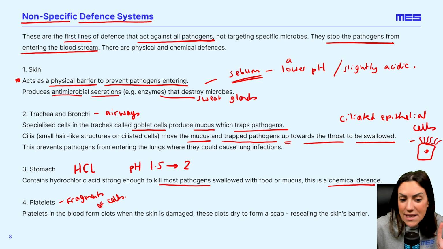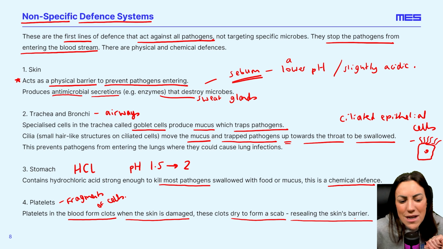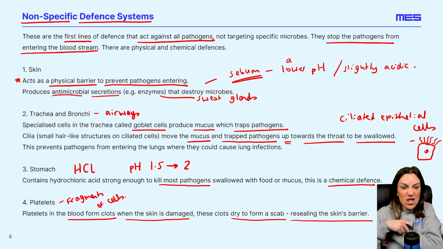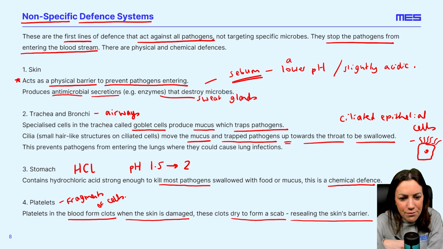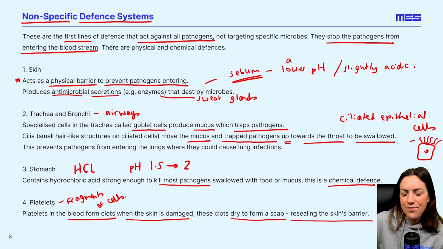But what you need to know about them for this topic is if you cut yourself or you break your skin's barrier, these platelets will rush to the site where the damage is, and they will form blood clots when the skin is damaged. Now, these blood clots will then dry to form a scab, and ultimately this is all about resealing the skin's barrier so the pathogens can't get into your bloodstream. You want to make that clot, form that dry scab, reseal the skin's barrier to prevent the direct entry of pathogens.